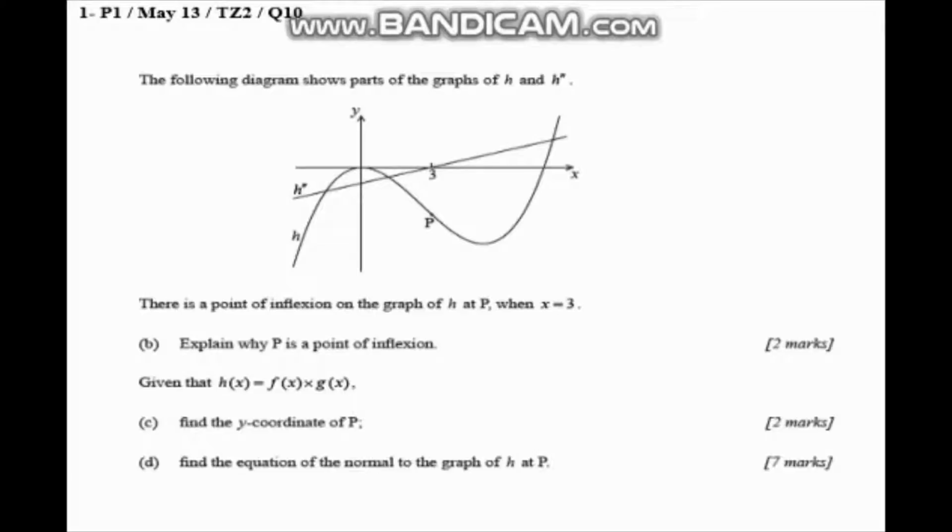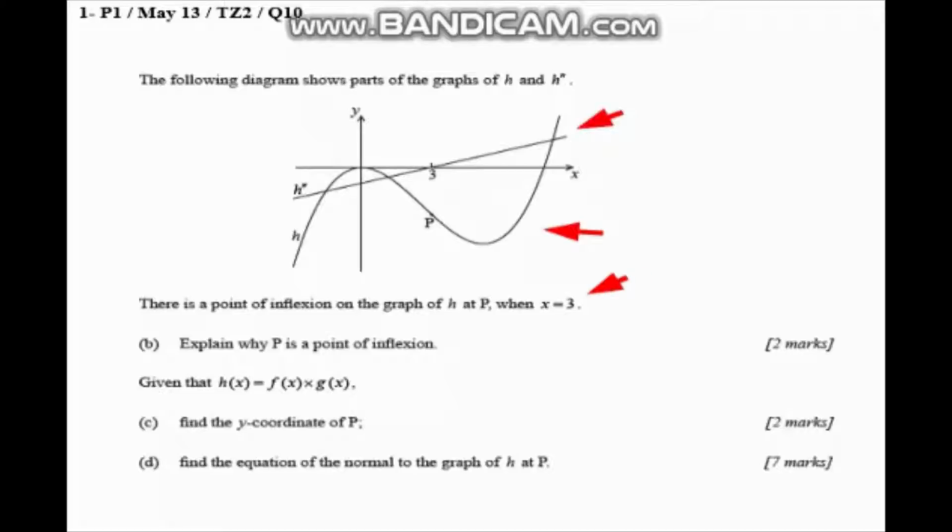So in B, we are required to explain why P is a point of inflection, given that we have 2 graphs, the graph of h and the graph of h double dash. So by definition, a point of inflection is a point where f double dash is 0, or in this case h double dash is 0, and h double dash changes sign from negative to positive or from positive to negative. So point P is a point where x equals 3.